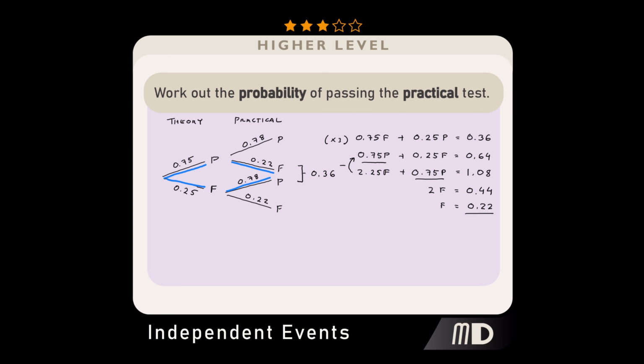Answering this question successfully relies on our understanding of probability tree diagrams, the multiplication rule for independent events, and solving simultaneous linear equations. So the probability of passing the practical test, and the answer to this question, is 0.78.